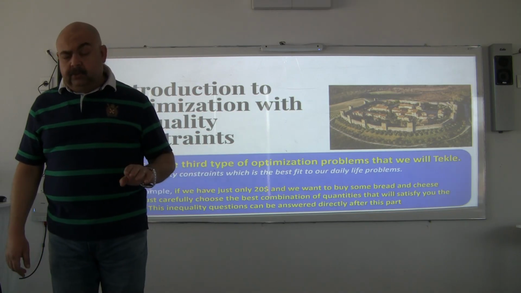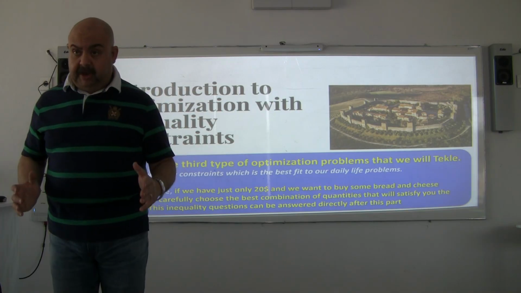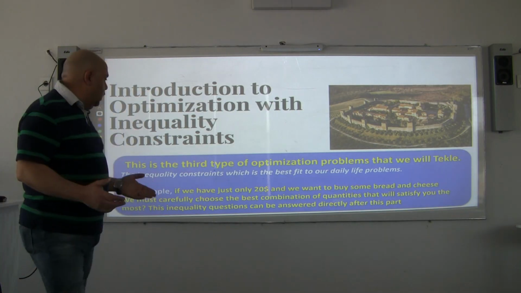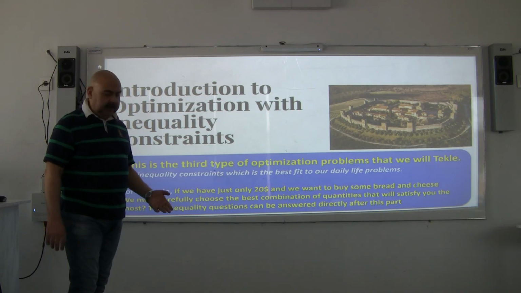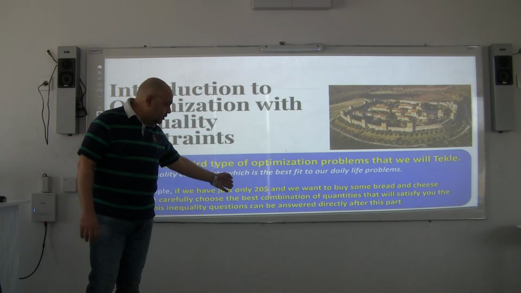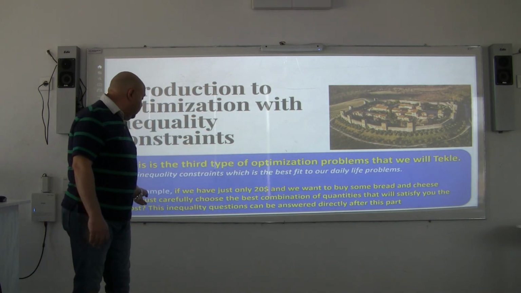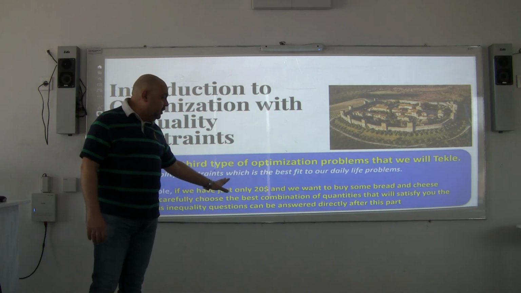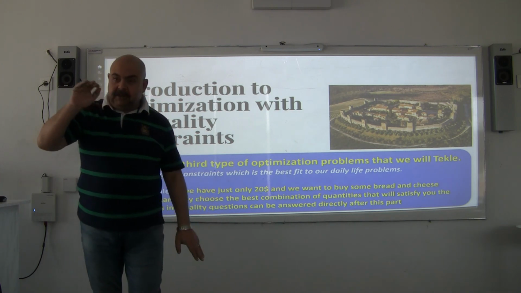From my point of view, I feel it would help us a lot to understand and complete the picture. But using the nonlinear is also a good idea. Here it says, for example, if we have just $20 and we want to buy some bread and cheese, we must carefully choose the best combination between the bread and the cheese to spend the maximum within $20.